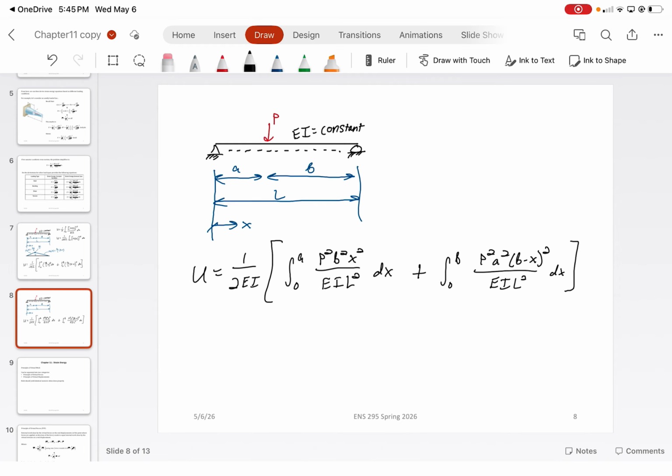Why did you include EI again if you took it out? Good point, sorry. I'm following part of my notes, but yeah, EI should be factored out.